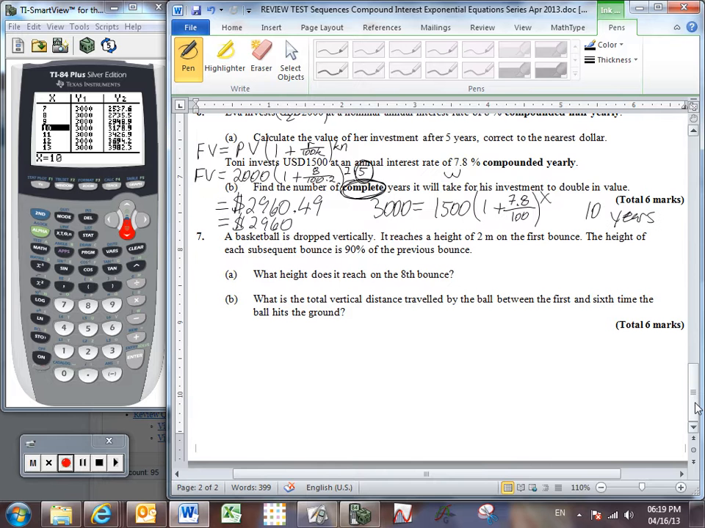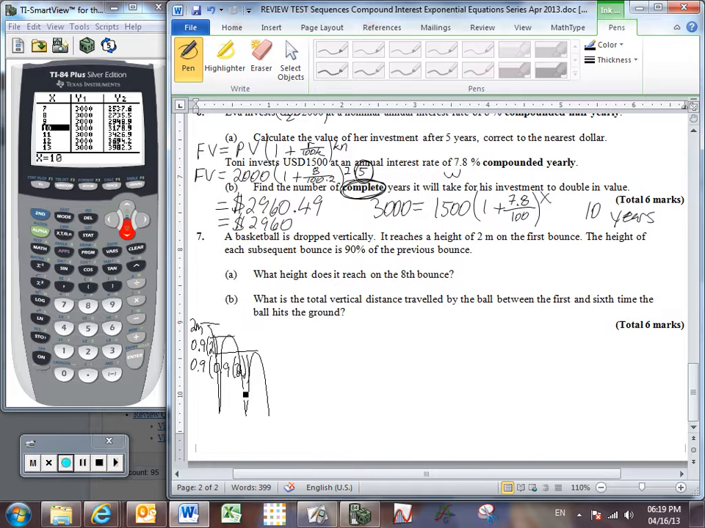Question number 7 is the difficult basketball question. So we've got a basketball. I'm just going to draw a picture. It falls for 2 meters. So that's my 2 meter mark, and then it bounces up to 90% of the value. So right here is only 90% of 2, and then it bounces up to 90% of the value. So now that is 90% of the previous one, which was 90% of 2, and so forth. So what height will it reach on the 8th bounce?